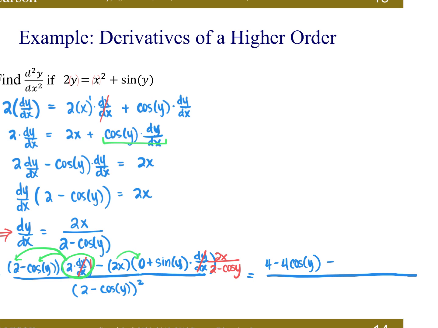Okay, this 2x distributed to the 0, that's just 0. And then this is distributed to this whole term. Okay, all of this is one term here. So the 2x is multiplied by that whole quantity. So I will end up with 4x squared. That's the 2x multiplied by the 2x and the sine y as part of that, over the denominator 2 minus cos y. And then my denominator is 2 minus cos y quantity squared.